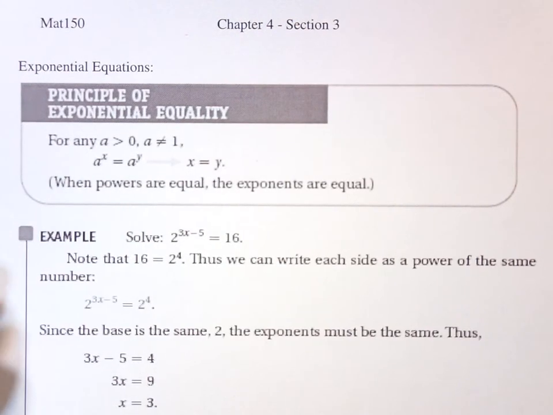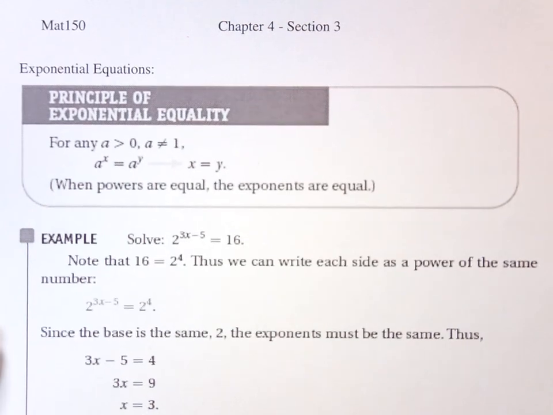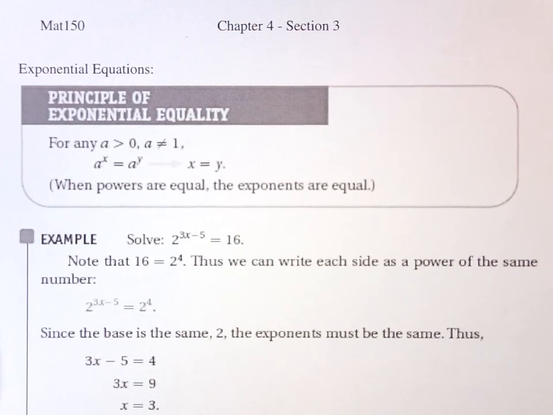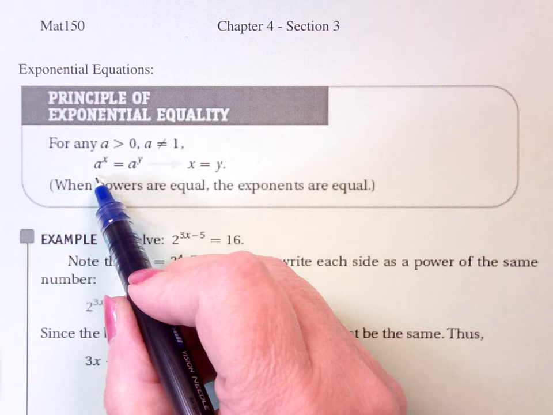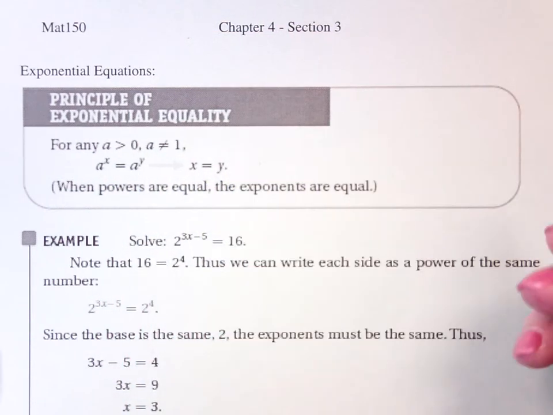The last page of 4.3 introduces us to the idea of exponential equations. I would say 90% of exponential equations, or even 95%, don't fall into this category. But it's an easy way to solve, and it's the principle of exponential equality, which says that if a to the x equals a to the y, then x is going to be equal to y.